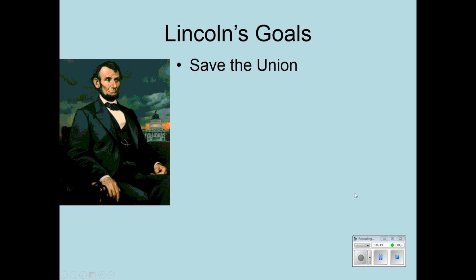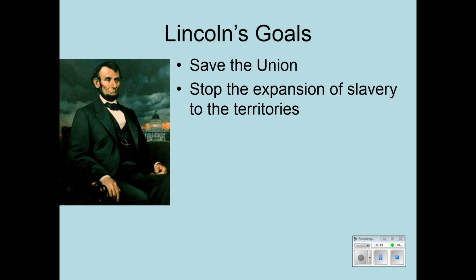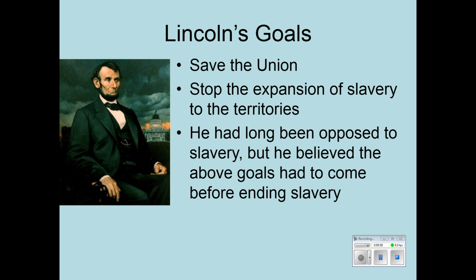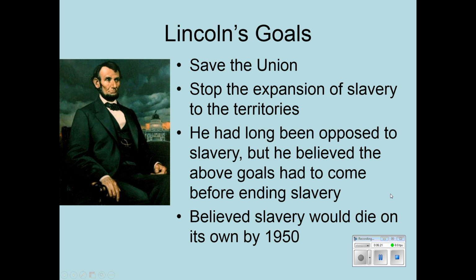Now, Lincoln's overwhelming goal, his top priority, was to save the Union. Secondly, he insisted on stopping the expansion of slavery to the territories. Now, personally, he had been long exposed to slavery, but he believed that the above goals had to come before ending slavery. So he said, we have to save the Union, and he was even willing to compromise on slavery where it already existed if he could save the Union. He thought that slavery would die out on its own, possibly by the year 1950, which is amazing when we look at it today.